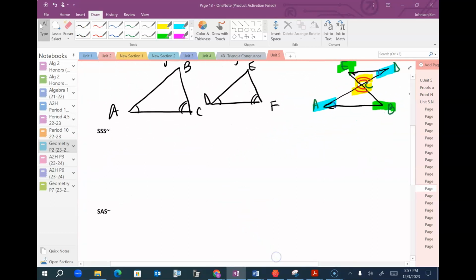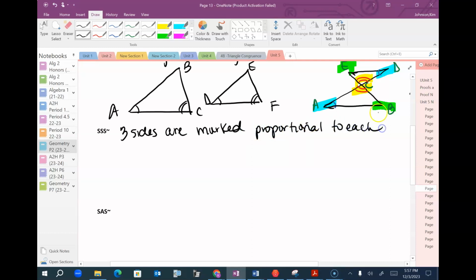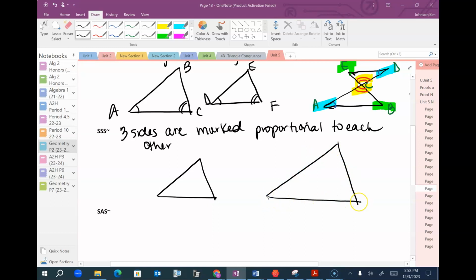Another way is if I have all three of the sides marked. So if three sides are proportional to each other, then the triangles are similar. So I'm going to go ahead and draw two triangles. This I think is the hardest one to check because you have to check all the sides.